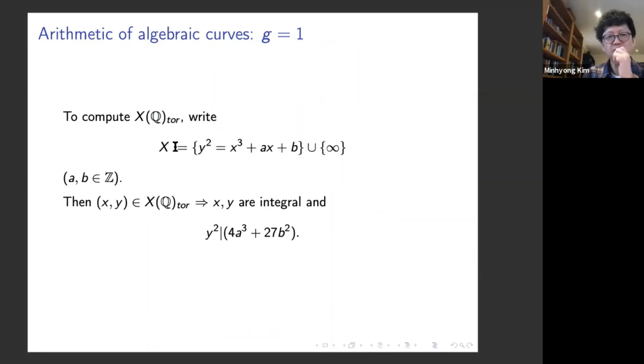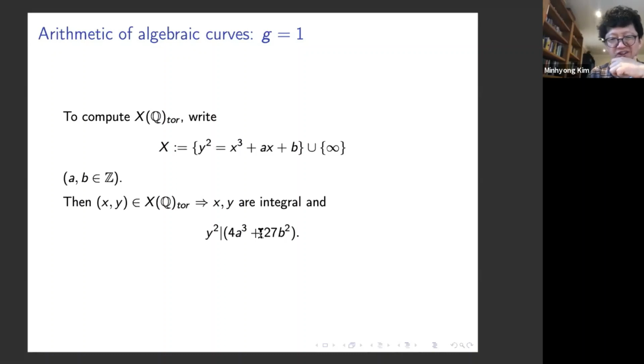Now, the torsion part is very easy to compute. This is what you learn in the first course on elliptic curves. So for example, if you present the elliptic curve as y squared equals x cubed plus ax plus b, together with this origin, which is the point at infinity in projective space, then there's a theorem of Nagell and Lutz that says that a torsion point necessarily has integral coordinates. Even if you a priori allow them to be rational, they are necessarily integral. And y squared has to divide this quantity, called the discriminant of this cubic.